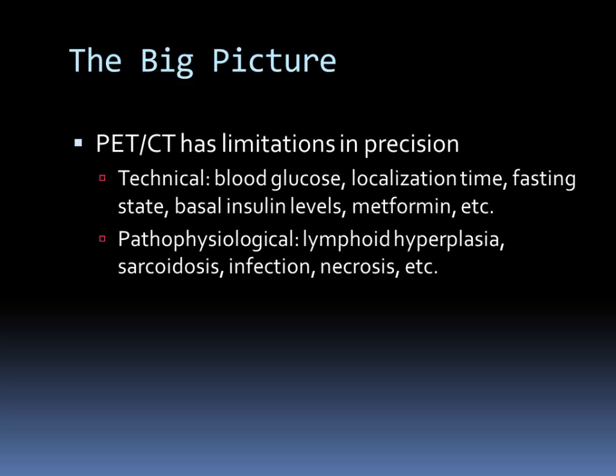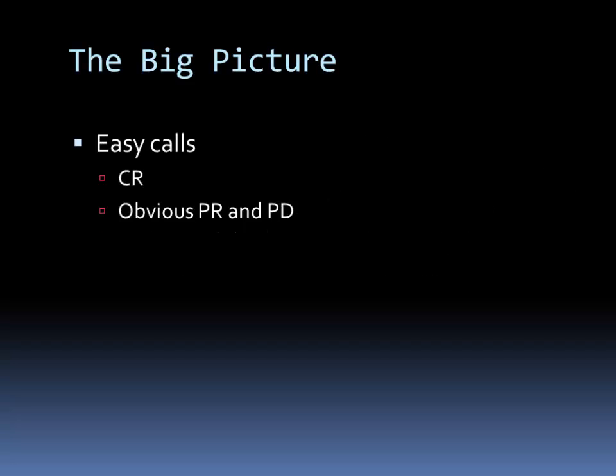Finally, the big picture. So PET-CT does have its limitations in terms of its precision, and it can be things like blood glucose, localization time, fasting. Some of these are in our control, some of these are not in our control. There are things that can show activity on PET scanning that are not related to malignancies, such as lymphoid hyperplasia, sarcoid, etc. When there's been a complete response to therapy, that's an easy call.